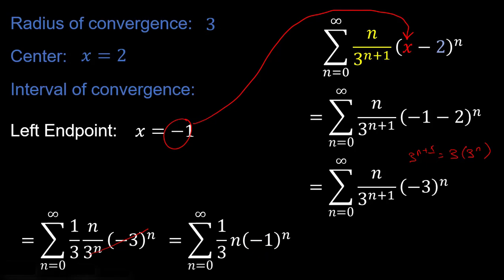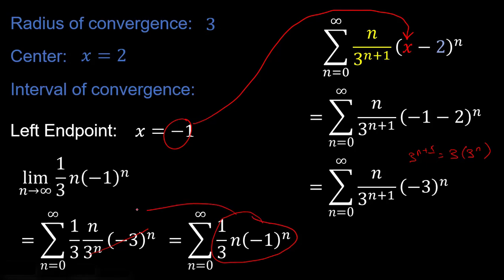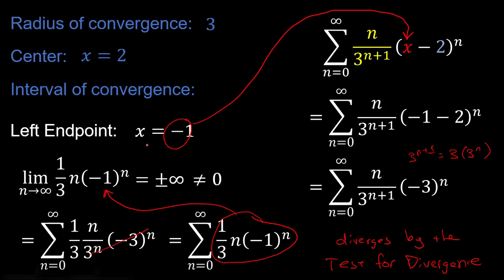And at this point, it looks like we can apply our test for divergence. So we're just going to take the limit of our a sub n value here. Taking the limit of this, we find that as n gets really big, this is going to go to plus or minus infinity, which is not equal to 0. Therefore, we can say that this series diverges by the test for divergence when we plug in this x equals negative 1 value up here. So now we can fill in this left part of our interval of convergence. We know this x has to be greater than negative 1, and there's no equal sign here because that negative 1 is not included in our interval of convergence.